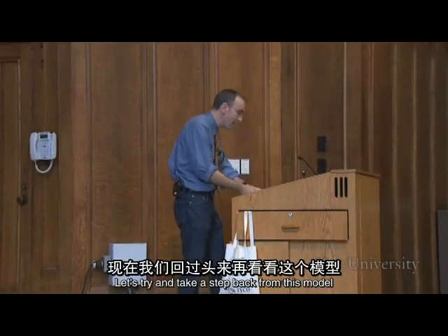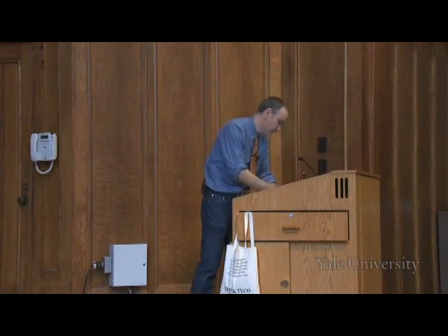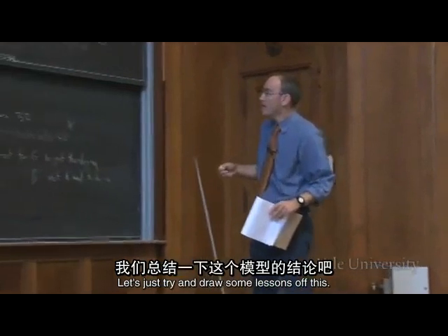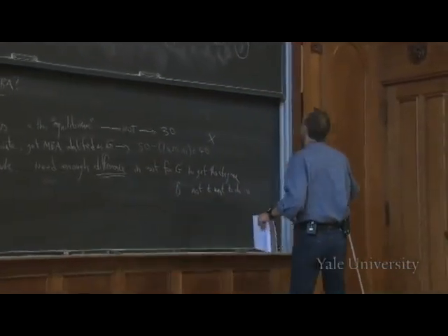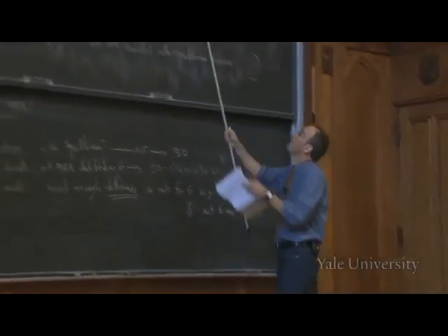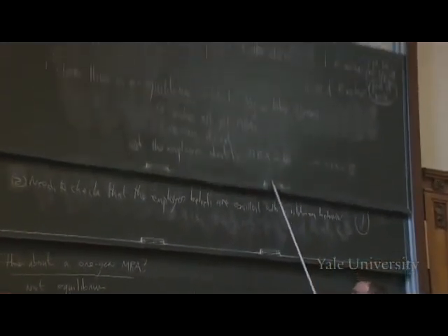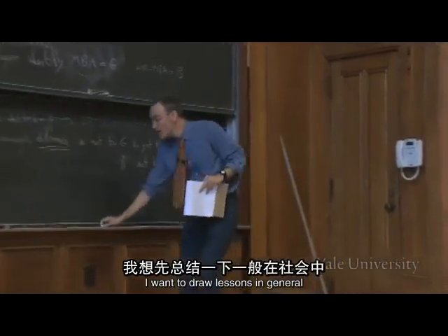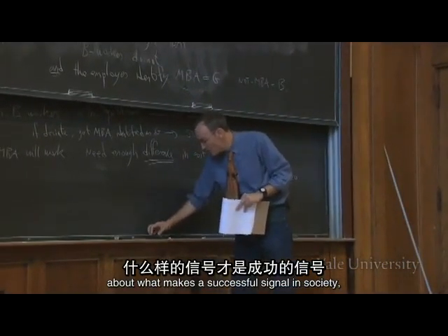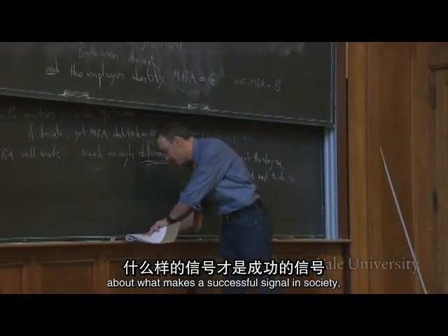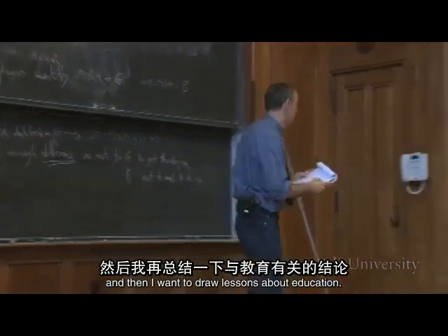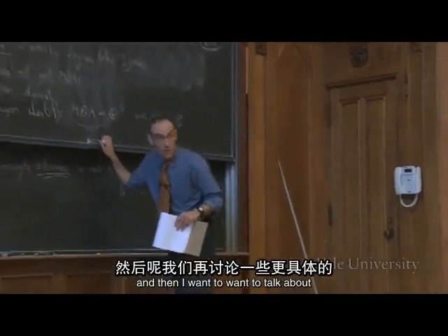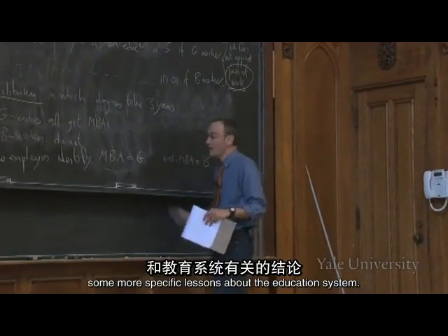Let's try and take a step back from this model and see what we've learned here. All right, let's just try and draw some lessons off this. And I want to draw two kinds of lessons. I want to draw lessons in general about what makes a successful signal in society. And then I want to draw lessons about education. So I want to start with some nerdy lessons about game theory, if you like, and then I want to talk about some more specific lessons about the education system.